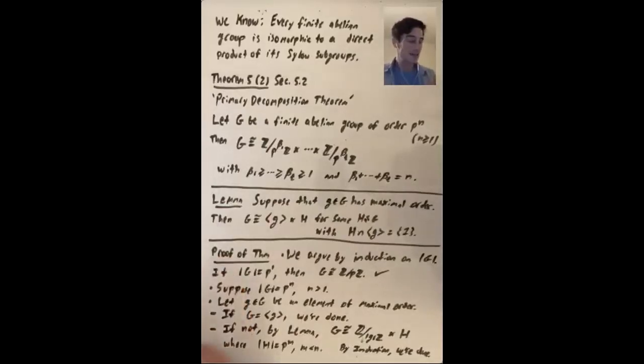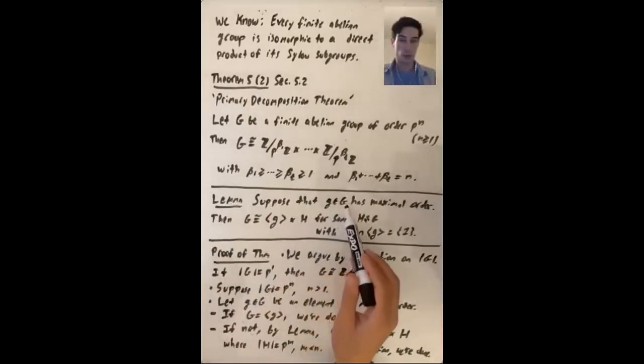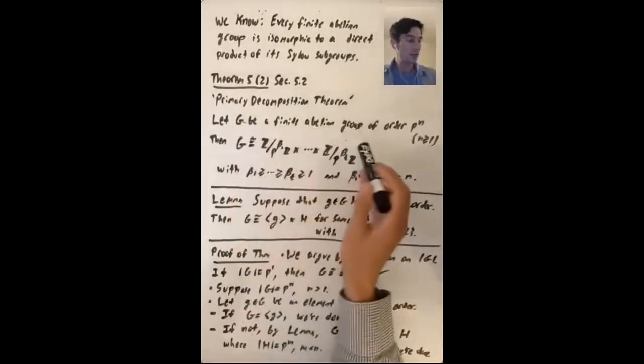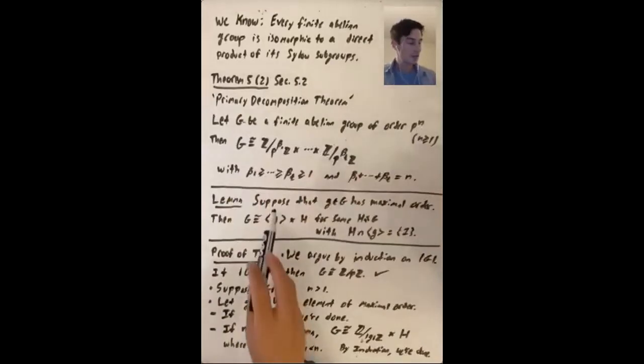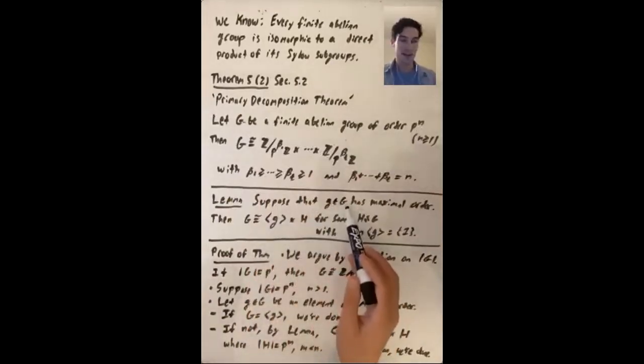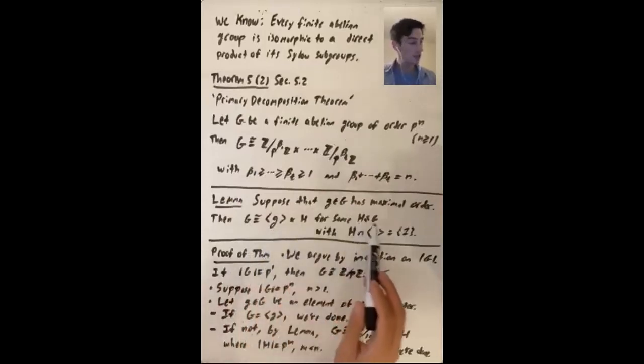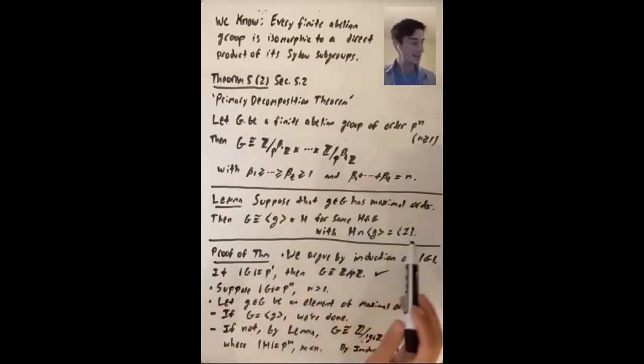And this lemma says, suppose that G is a finite abelian group of order p to the n, and suppose that little g is an element in this group that has maximal order. Then the group is isomorphic to the cyclic subgroup generated by little g cross H, for some subgroup H of G, where the intersection of H and the cyclic subgroup generated by g is the trivial subgroup. Okay, let's assume that this lemma is true for now.